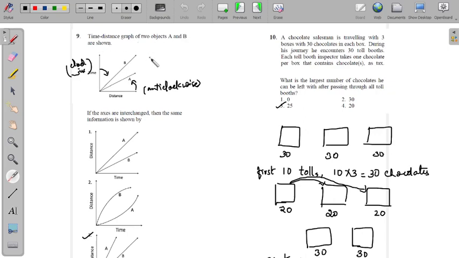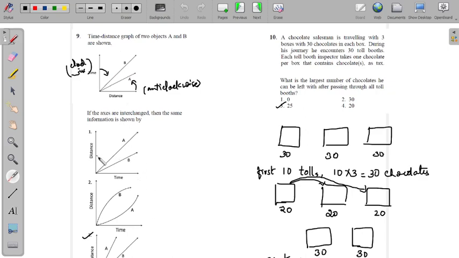Ninth question: time distance graph of two objects A and B are shown. If the axes are interchanged, then the same information is shown by? Very simple. You turn this anti-clockwise. This is in the clockwise direction. Bring it down, this goes up. Means A goes up, B comes down. Length won't change, only their positions will change.